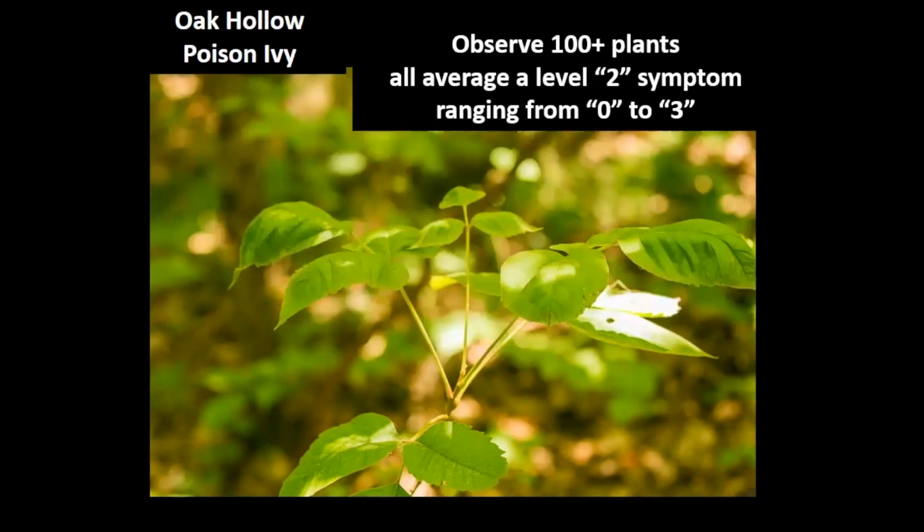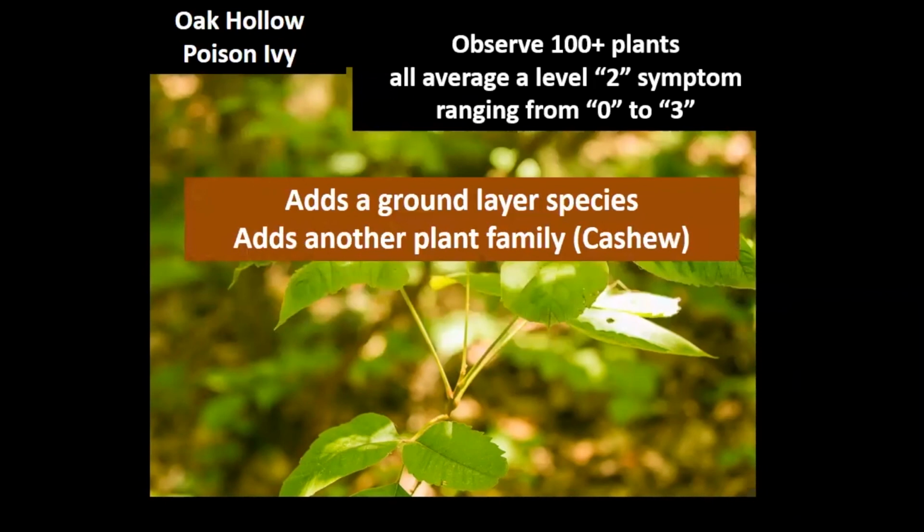All average a level of 2 symptoms. As we walk around, we're just estimating that. But we did keep track, and we noticed that some of the poison ivy doesn't show any symptomology, and about the worst that we saw was a level 3 level of injury. Okay, so what have we done here? We've added a species that's definitely from the ground layer, and we've also added another species from another plant family, the cashew family in this case.